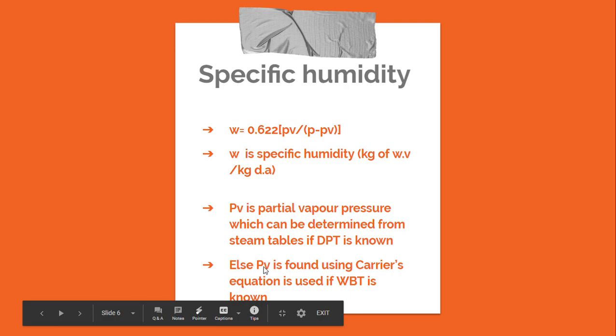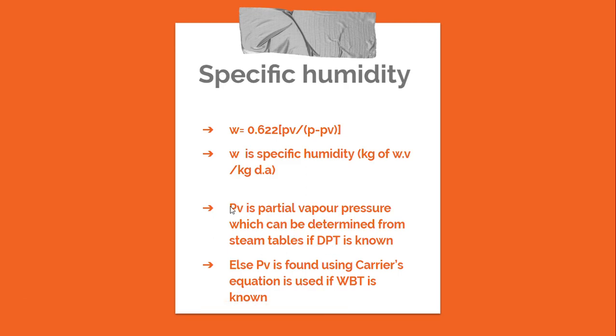This is one method. And when can this method be used? If your wet bulb temperature is known. But if your wet bulb temperature is not known, and instead you know the dew point temperature, then one can get this PV directly from the steam tables. How, that we'll discuss shortly.